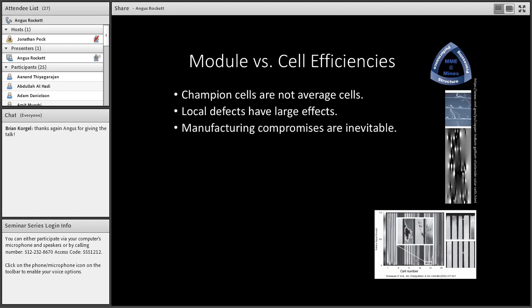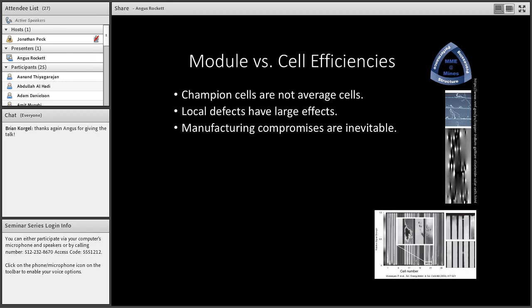One of our problems, as I mentioned before, is that champion cells perform better than modules. Champion cells, of course, are not average cells. They're the best cell that anybody ever measures in a given shop. Local defects have a large impact on the performance of modules, as I show on the right here.